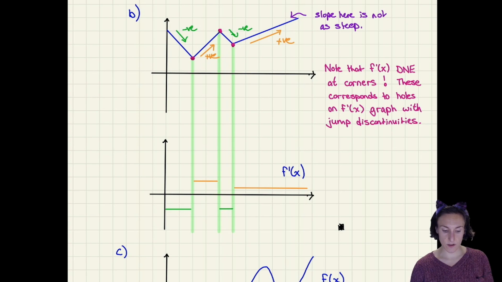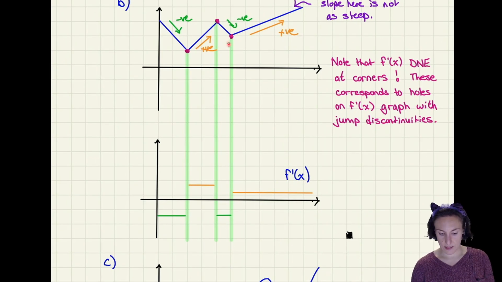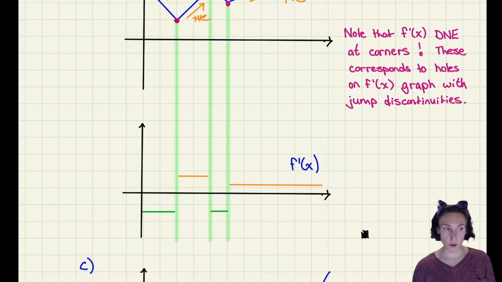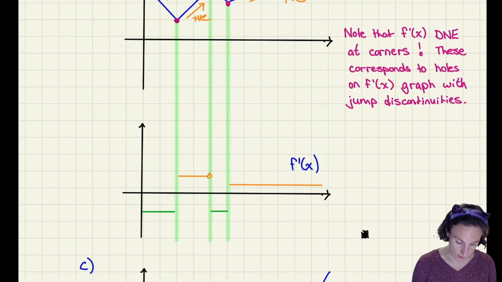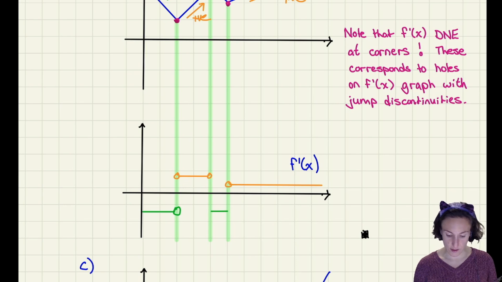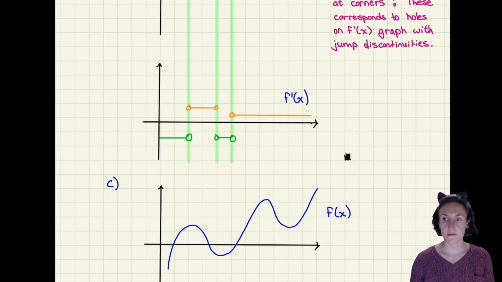All right, that's great. Now, what happens at these spots where we have these discontinuities? Well, we can just put holes at the end of each of these lines. And remember, they're open holes because they're not included in our derivative. So I would have a hole here, a hole here, and a hole here. And these would be jump discontinuities, where then these green lines have these holes. So we're going along, and then we jump to orange, and then we jump back down to green, and then we jump to orange.